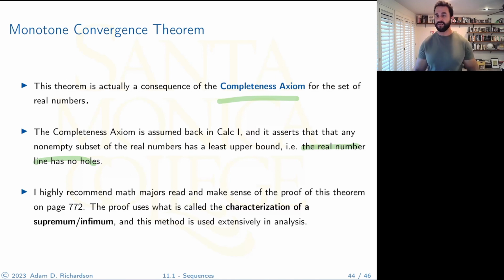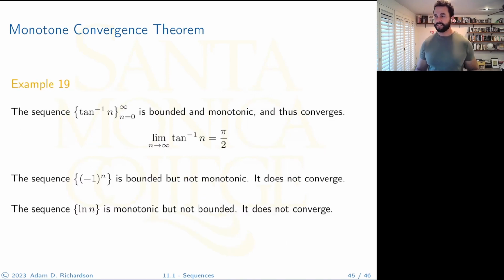We're not going to do the proof of this theorem, but it is in the book. It's on page 772. And what I'll say is that math majors, you should read and make sense of this proof because you will see it again later. And it uses a really important skill or a really important technique, or maybe a really important theorem, which is the characterization of a supremum or of an infimum. So supremum and infimum, we don't talk about it in this class, but it uses those techniques in that proof, and you'll talk about it a lot if you're a math major. Yeah, and it's also used extensively in analysis, the characterization of an infimum. So good thing to think about if you're a math major. All right, let's look at some examples, and then we'll call it a day.